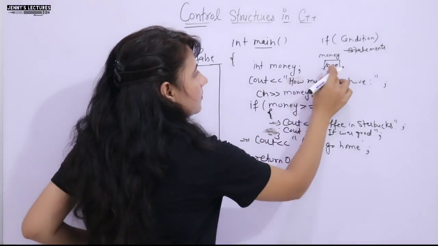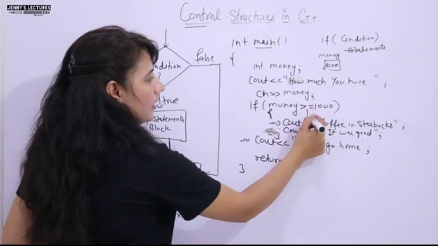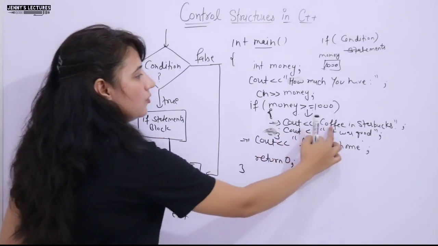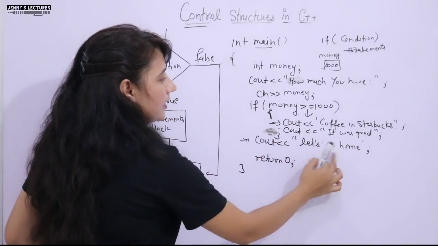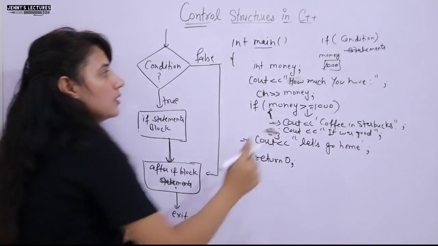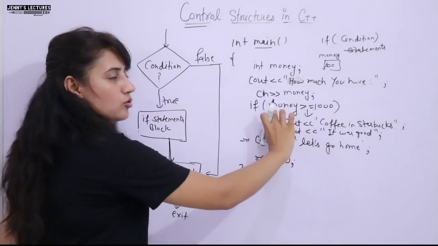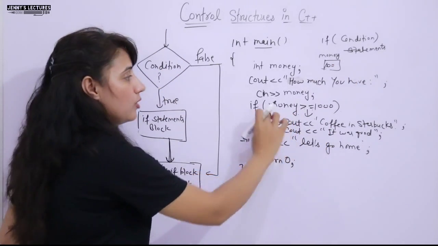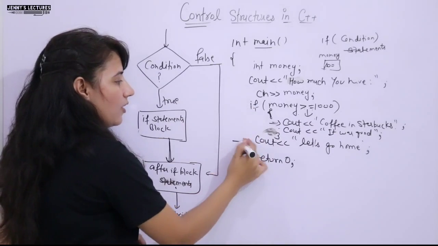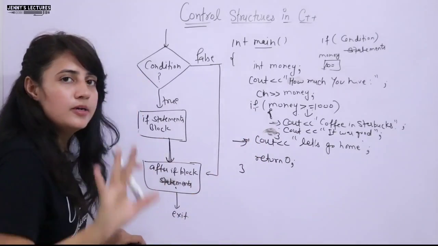Now money is 1000. The condition is true, so we will enter this if block. What would be printed? Coffee in Starbucks. It was good. Let's go home. Right? If I have 100 rupees, the condition is not true, so control will not enter this if block, and whatever is after the if block, Let's go home, would be printed only.